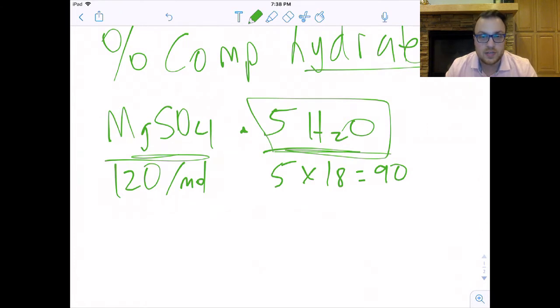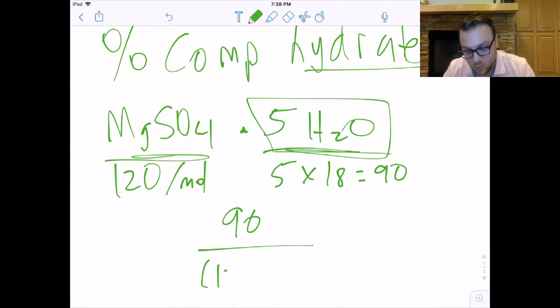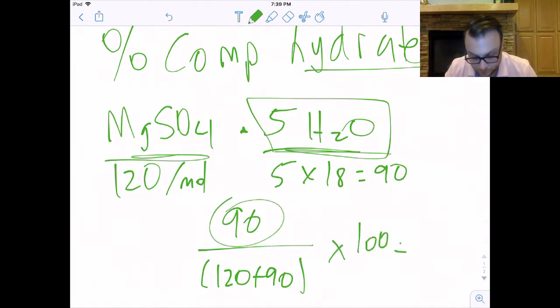So if you're looking for the percent composition of water in this hydrated compound, it would be 90 divided by 120 plus 90. So the part divided by the whole times 100. And that should give you about 43%. So that's one way they can present you a percent composition problem of a hydrate.